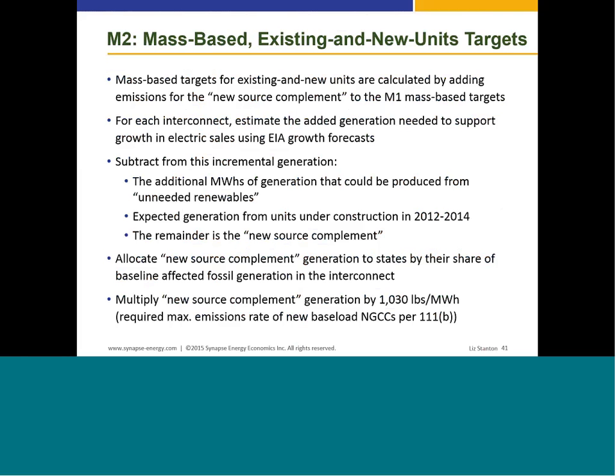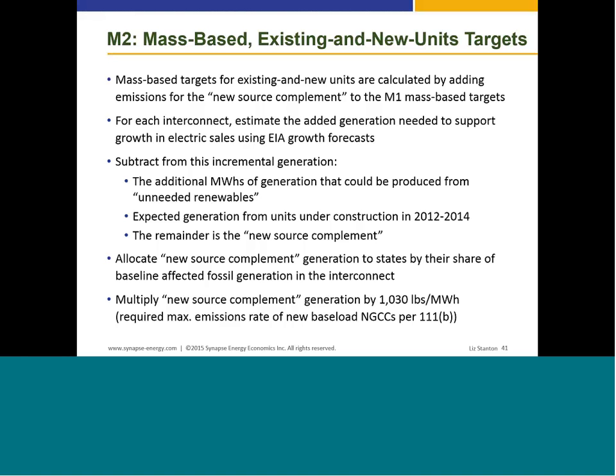And the way that EPA is making this calculation is they start with the M1 targets, and to it they add what is called the new source complement. And this is done with calculations for each interconnect that's made then state-specific. The idea of it is that they're figuring out what's the expected growth in electric sales based on forecasts from EIA, and given that growth, how much more generation do we need to meet it beyond what is being generated today?